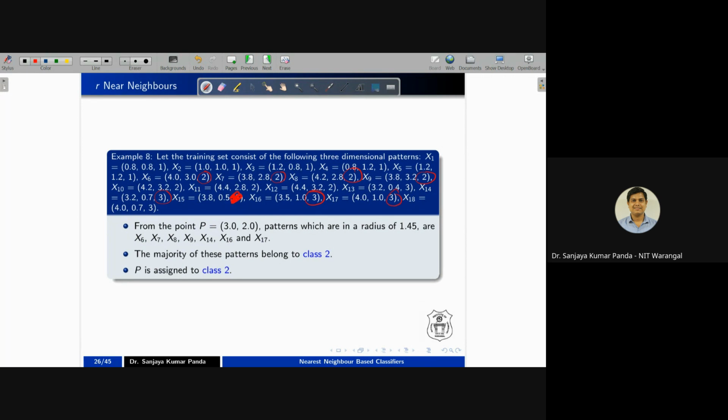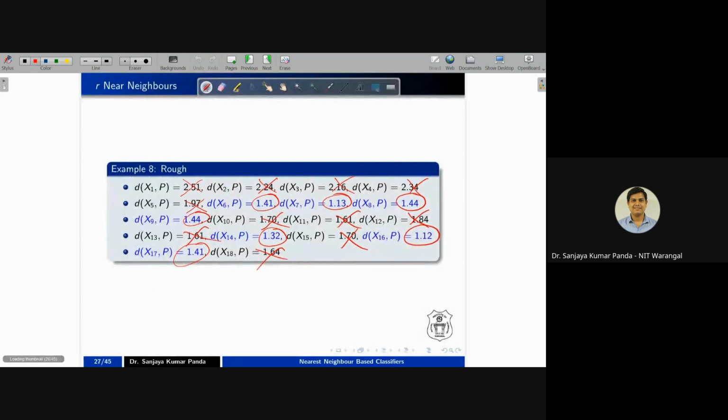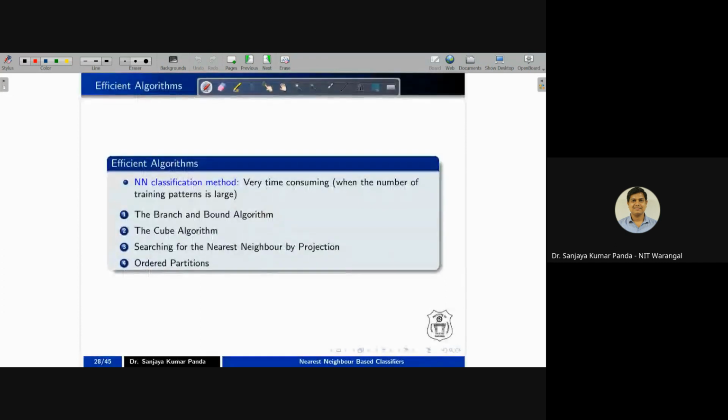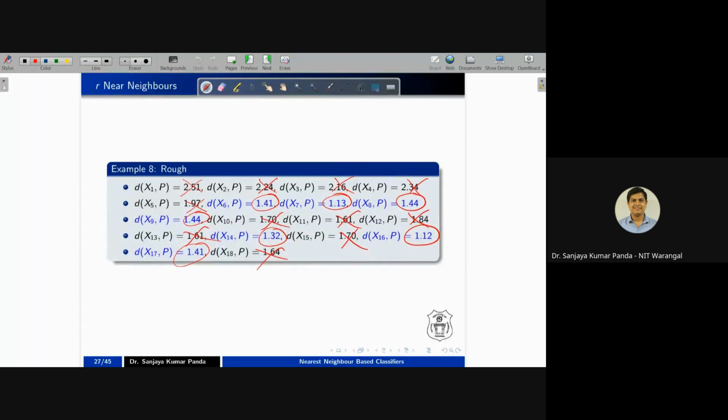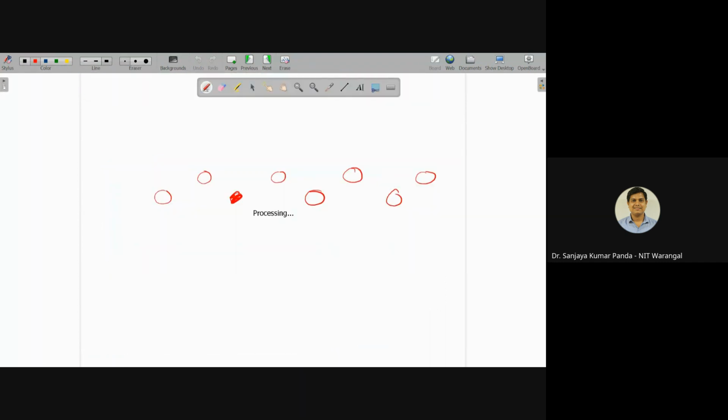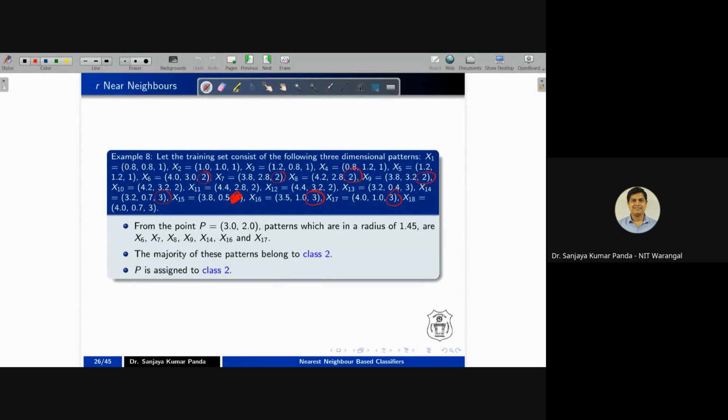So out of these 7, the majority belong to class 2, right? That's why we consider the class level of the pattern to be 2, because 4 samples belong to 2. So in this way, we determine the R nearest neighbors and determine the class level of a test pattern.